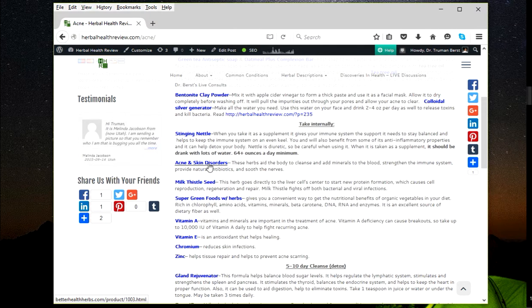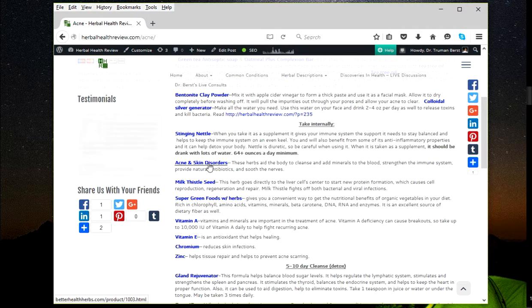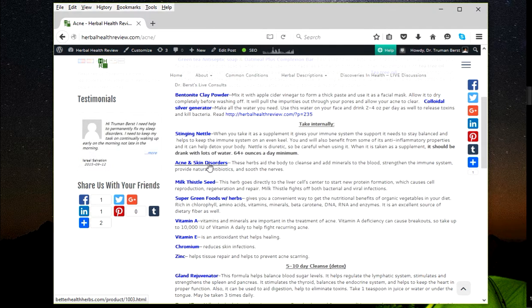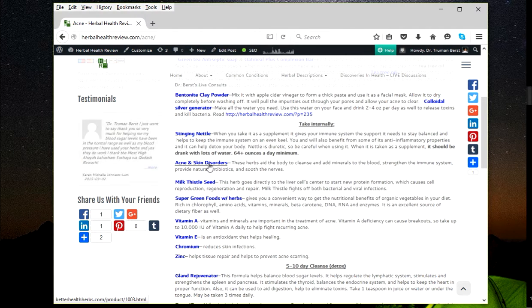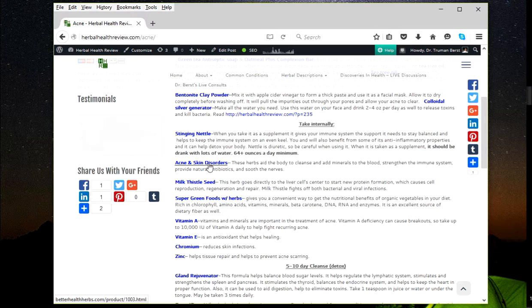What's in it? Let's take a look at my catalog here. Acne and skin disorders. Yeah. It's got black walnut, burdock root, pau d'arco, astragalus, yellow dock, golden seal, sassafras, valerian root, echinacea, plantain, chickweed, and garlic. That is an herbal formula.